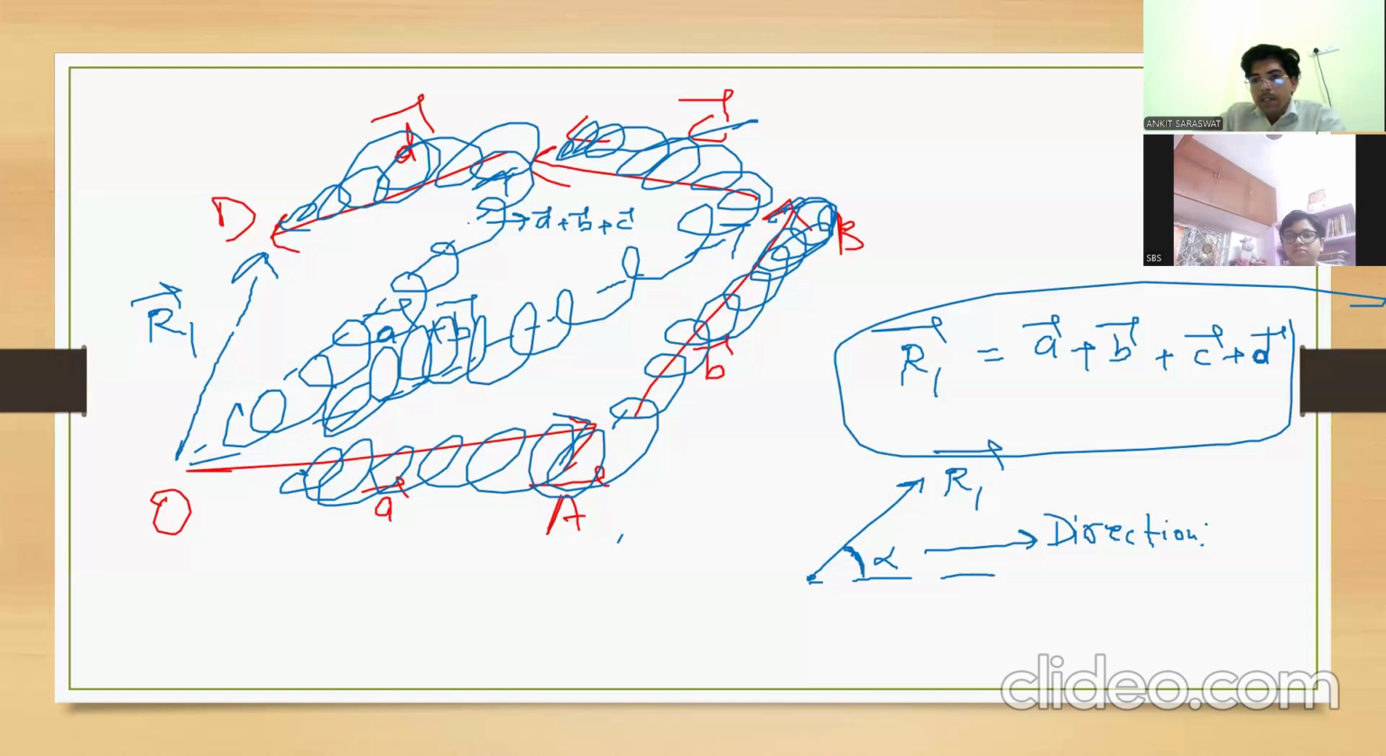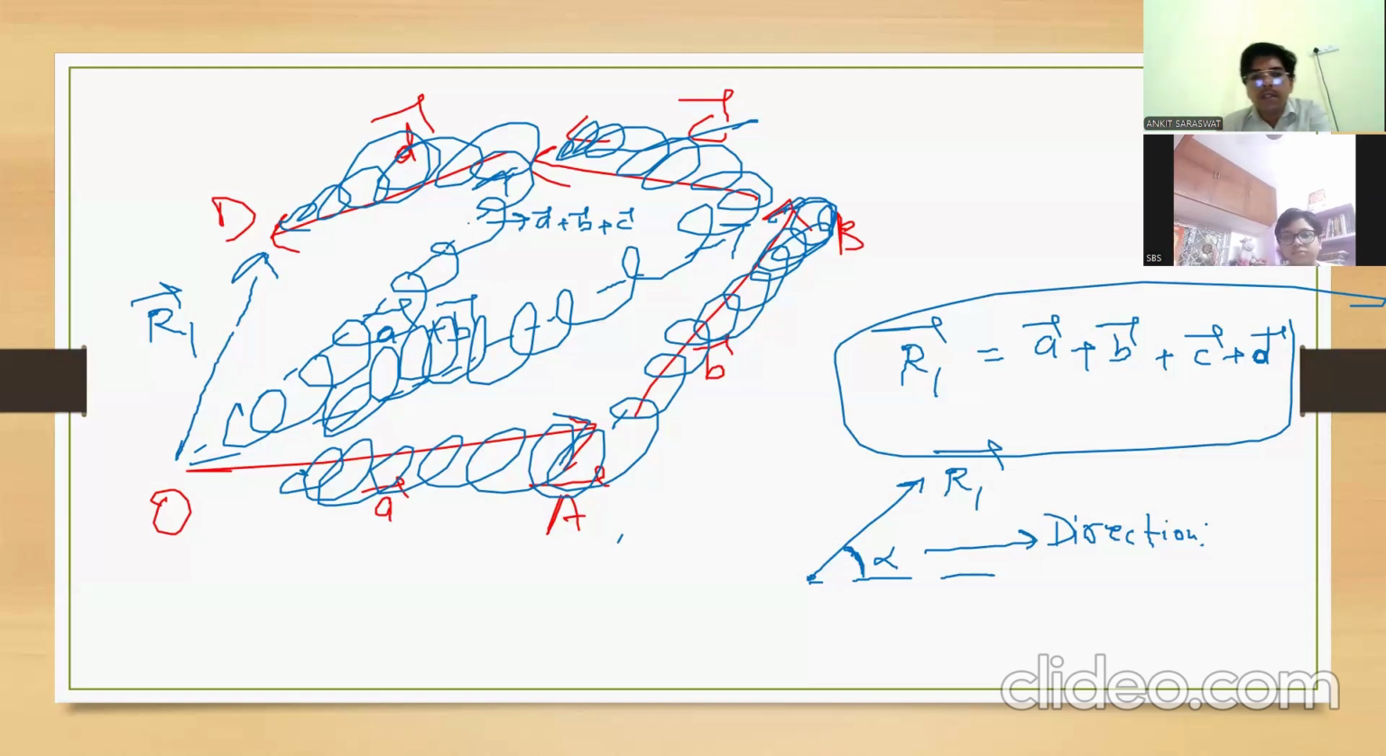And one more thing, the resultant vector, R vector, will lie in the same plane. Okay, it is a coplanar vector. In case of triangle law, the resultant will lie in the same plane. It will never be in another plane. If A and B lie in the XY plane, then the resultant will lie in the same. Clear?